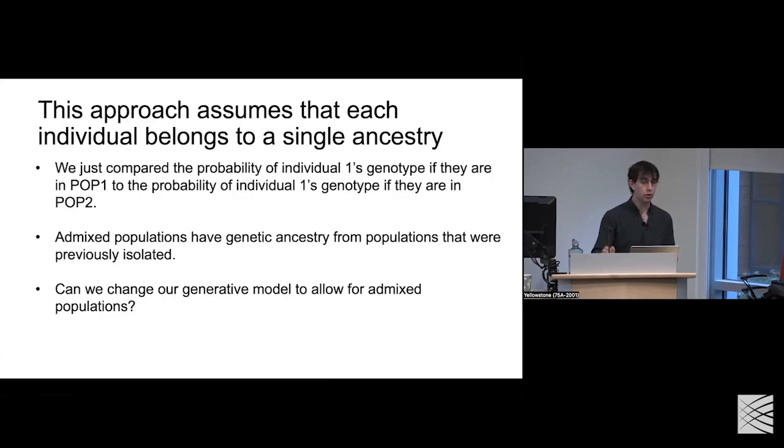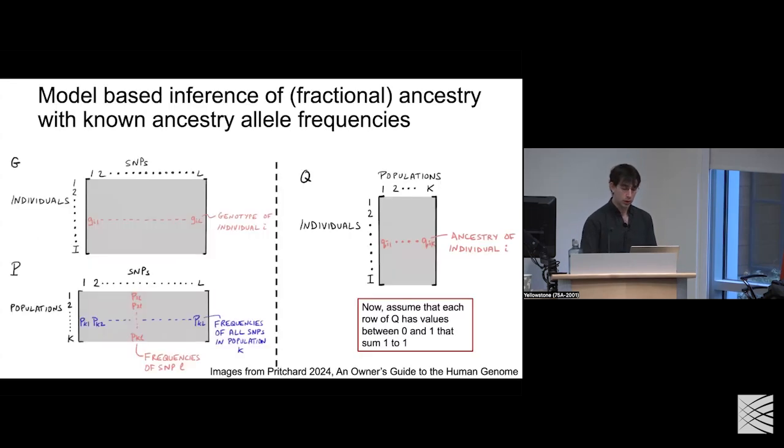Okay, so this approach assumes that each individual belongs to a single ancestry. We just compared the probability of individual 1's genotype if they're in population 1 to the probability of individual 1's genotype if they're in population 2. However, we know that admixed populations exist and have genetic ancestry from populations that were previously isolated. So can we change our generative model to no longer have this assumption that individuals belong to a single ancestry group? And so here we have the exact same data objects as before.